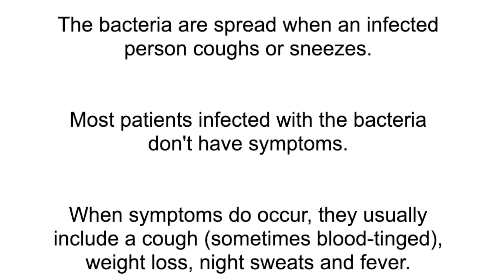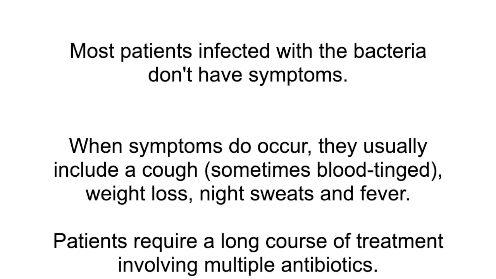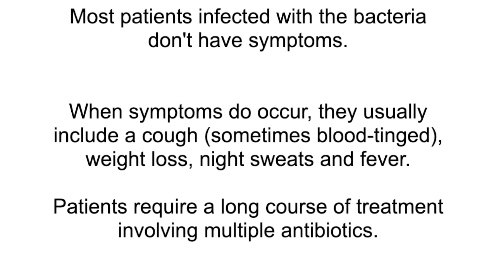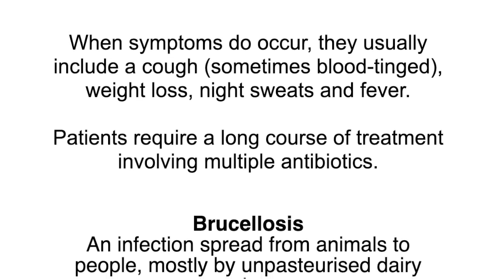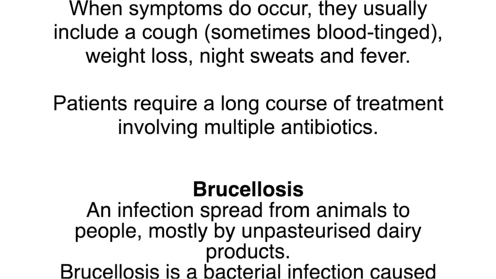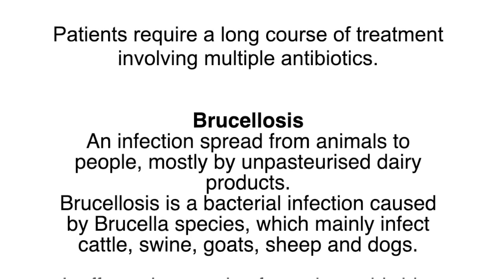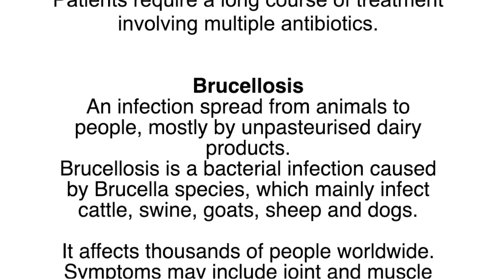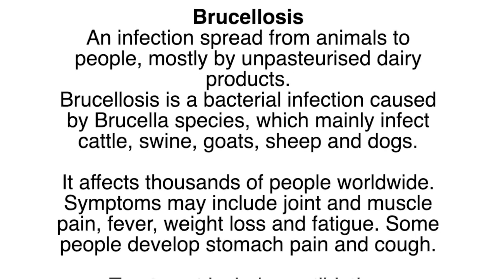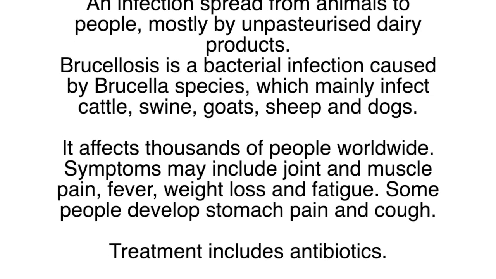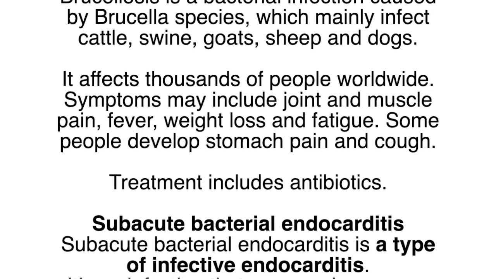Brucellosis. An infection spread from animals to people, mostly by unpasteurized dairy products. Brucellosis is a bacterial infection caused by Brucella species, which mainly infect cattle, swine, goats, sheep, and dogs. It affects thousands of people worldwide. Symptoms may include joint and muscle pain, fever, weight loss, and fatigue. Some people develop stomach pain and cough. Treatment includes antibiotics.